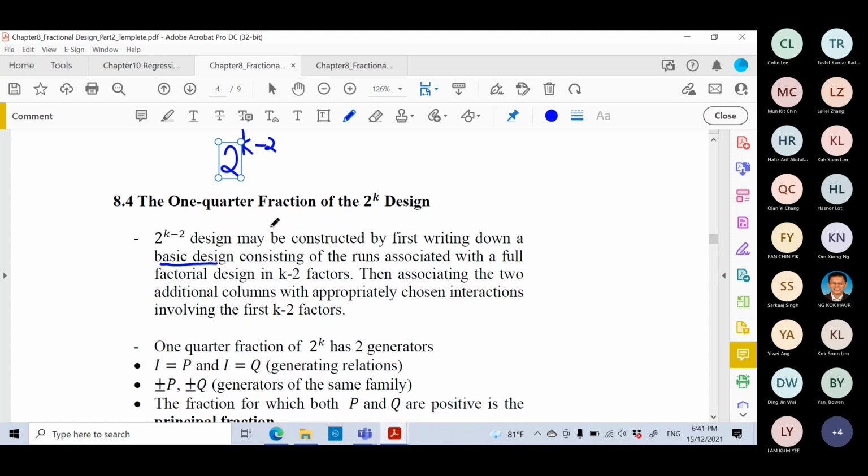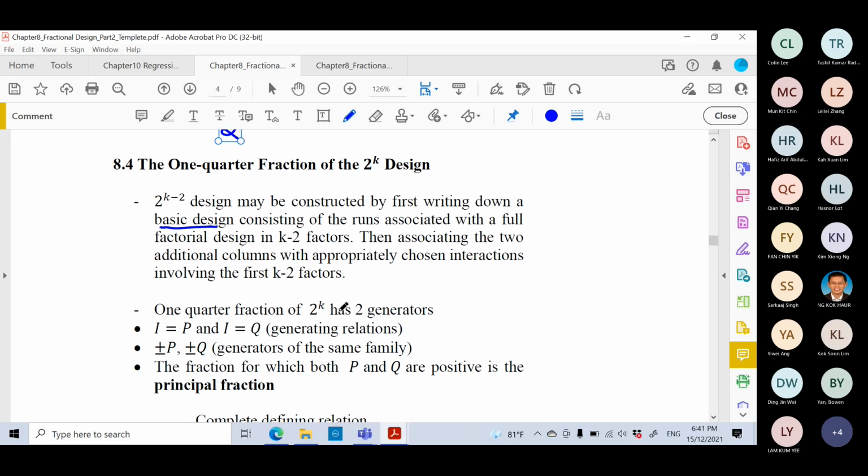You need to have 2 generators here. Under the 1/4 fraction of the 2 power k design, you need to select 2 generators. From these 2 generators, we can form 2 generating relations: I is equal to P, and I is equal to Q. Before, you only had 1 of them. Now you have 2.